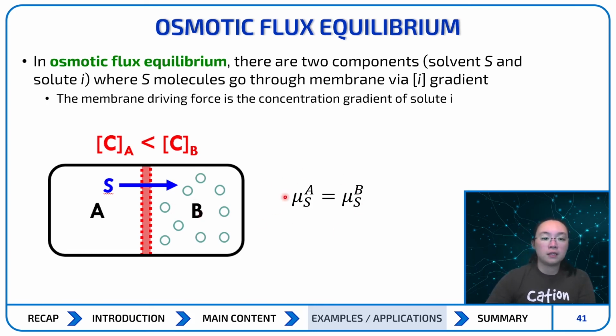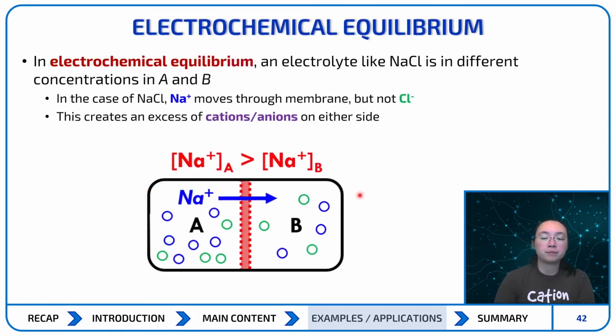So once again, you now have mu SA equals mu SB to reach equilibrium. The next type of equilibrium we want to talk about is electrochemical equilibrium. In electrochemical equilibrium, an electrolyte like sodium chloride is in different concentrations in A and B. In the case of sodium chloride, your sodium ions, which are positive, we can assume that there are more sodium ions in A than in B, so that means that your sodium ions will try and move towards B.